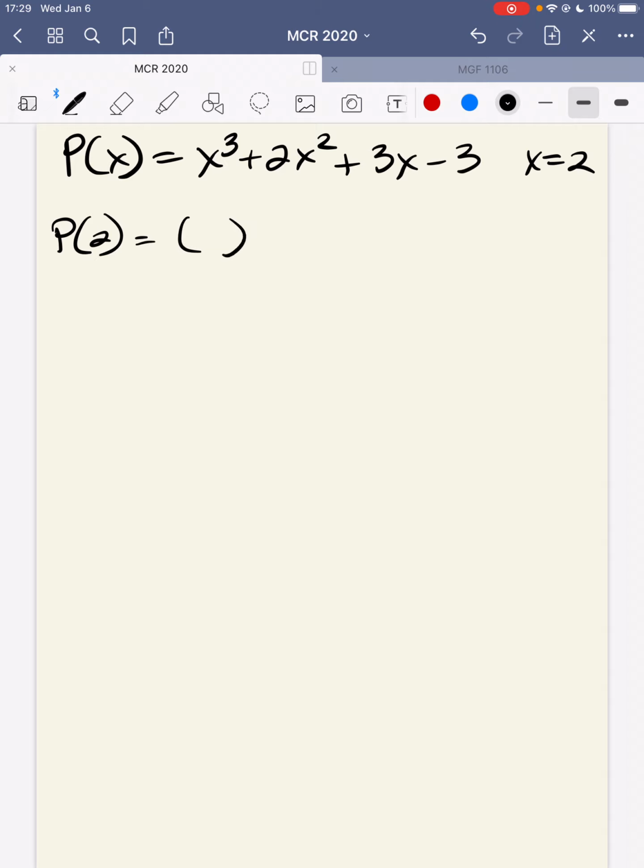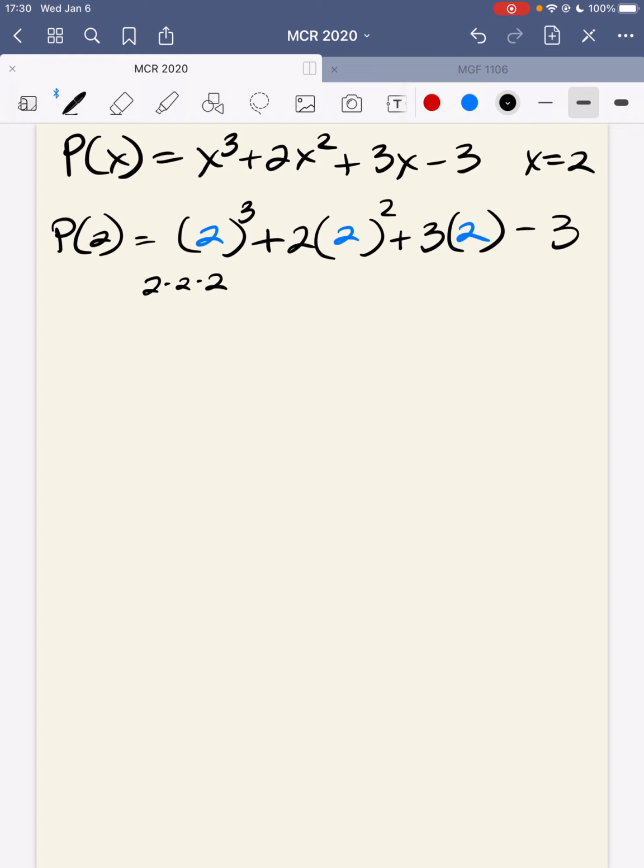Okay? So I have x cubed. Notice I'm just writing parentheses. Plus 2x squared. So everywhere there's an x, I'm putting parentheses. Plus 3 times x minus 3. And in every single one of those parentheses, I'm going to go ahead and put the value of 2. Once I do that, it's a simple matter of following my order of operations, working with my exponents first. Okay, so I have 2 to the third power. Remember, 2 to the third power is 2 times 2 times 2. 2 times 2 times 2 gives me 8.